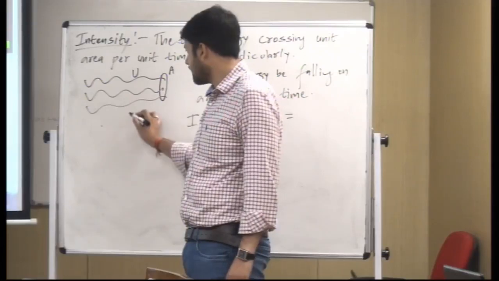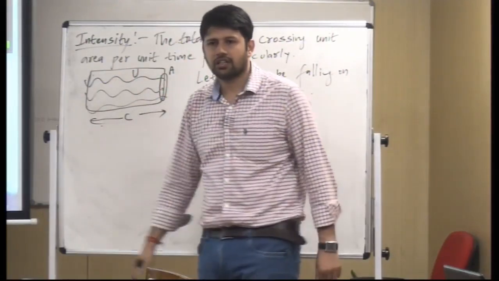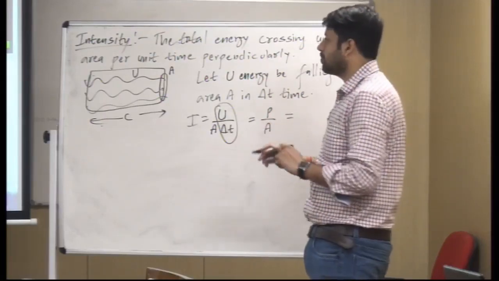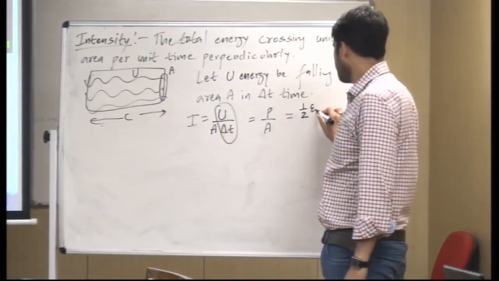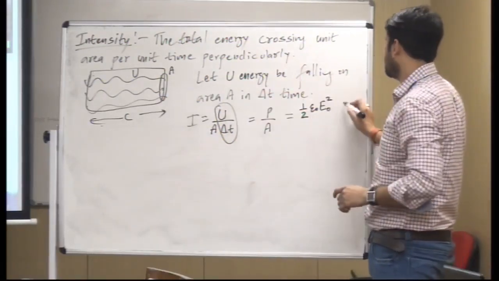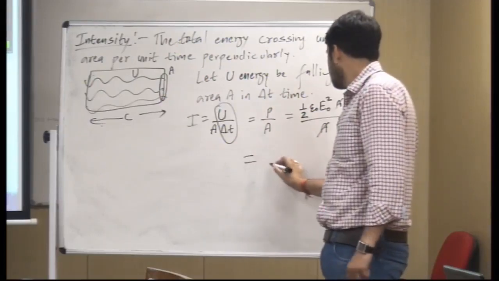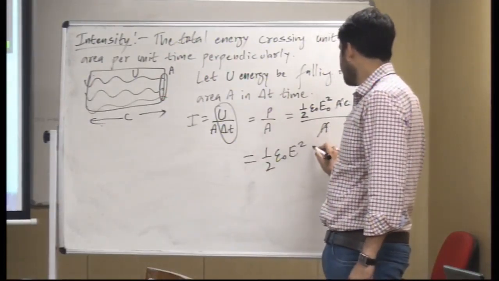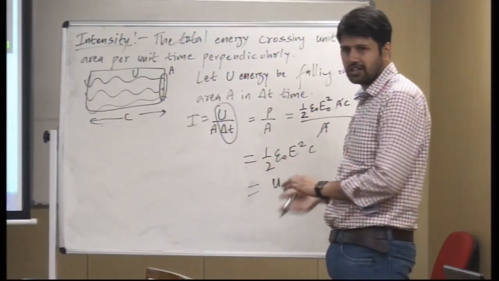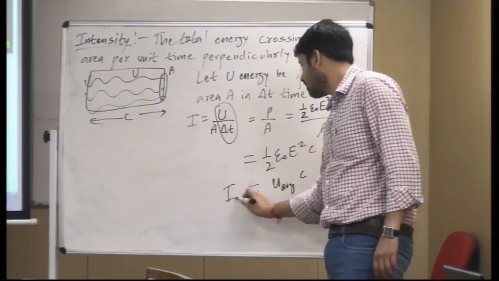In 1 second light travels c distance. So in 1 second the whole of the energy contained in this region would fall onto the plate. The area, right? So the energy density is half epsilon naught E naught square, into the volume of this region. The volume of this region is A into C for 1 second, upon A. So this is nothing but half epsilon naught E square into C, the total energy density. In electric form it was 1/4. So this is average energy density into C. Intensity is this.